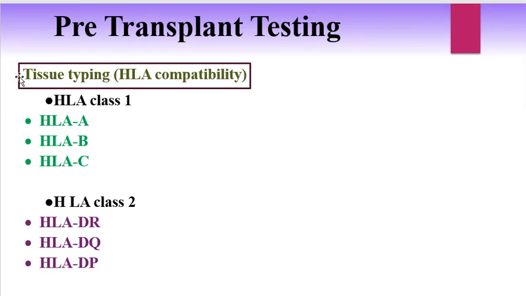So also, tissue typing is very important as a pre-transplant test, and this is for typing HLA, to test for HLA compatibility. And as you know, HLA class 1 has three loci: HLA-A, HLA-B, HLA-C, and the three loci within HLA class 2 are HLA-DR, HLA-DQ, HLA-DP.